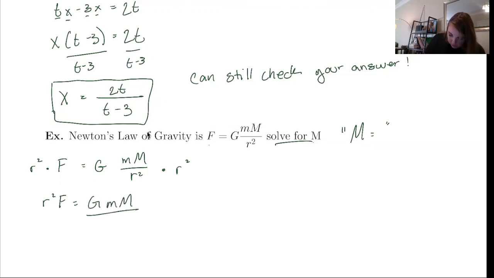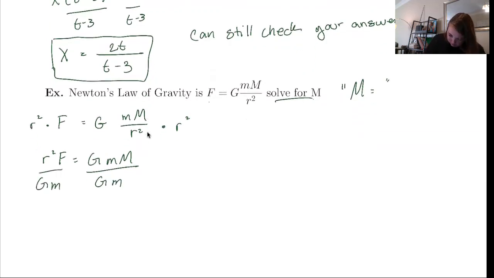And then I just want big M, so I'm going to divide by capital G. Whether it's cap G or capital G doesn't really matter. And little m onto both sides. And then M will be alone, just like we want it to be. All right, and it's just like that.